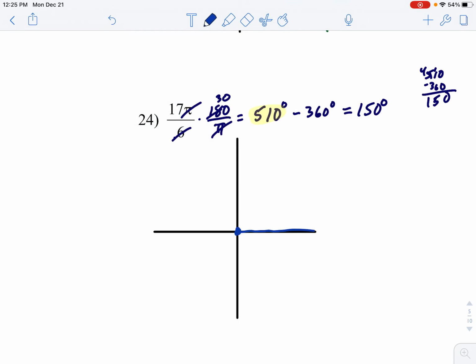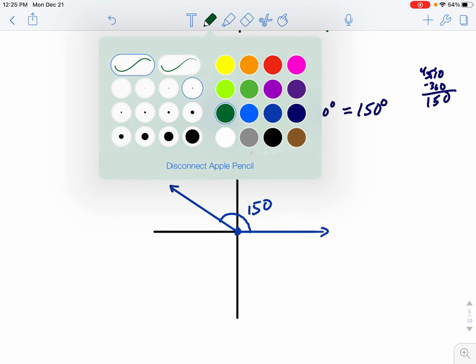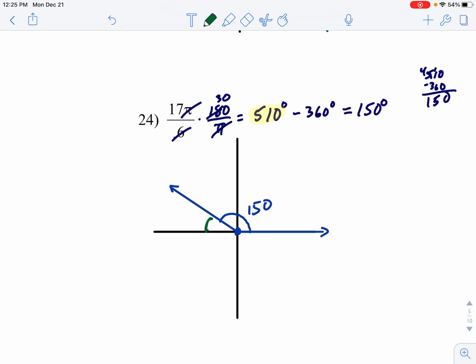So there's my vertex, here's my initial side. 150 degrees is just short of 180, like this. So if that's 150, how big is the reference angle? The reference angle is right here. Theta prime is going to equal 180, that's the half circle, minus 150, for 30 degrees. So my reference angle is 30 degrees.